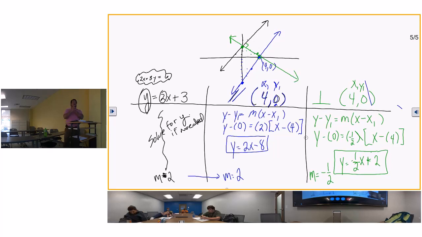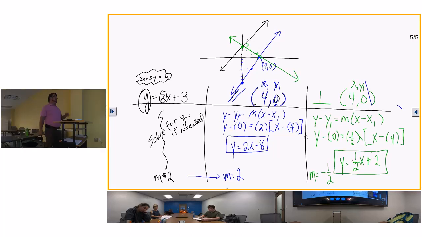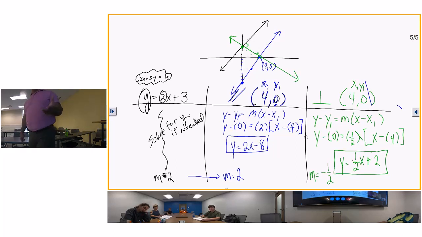Now, what I want you to do is work on 6.6, but I do not want you to do any problems that say graph. Is everybody with me? You can work on 6.6 homework, but do not do any problems that say graph. I just want you to do the ones that say calculate the slope, find the slope, find the equation of a line. Do not do any that say graph.